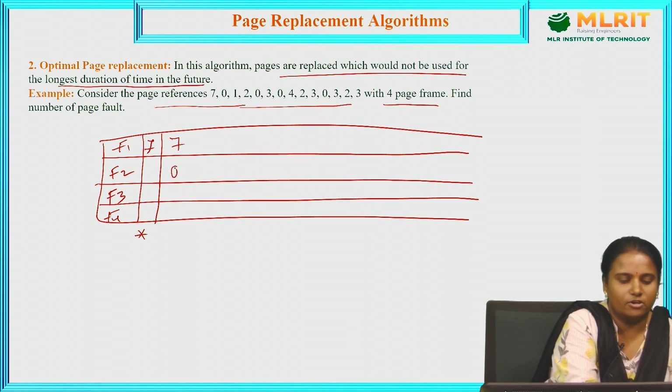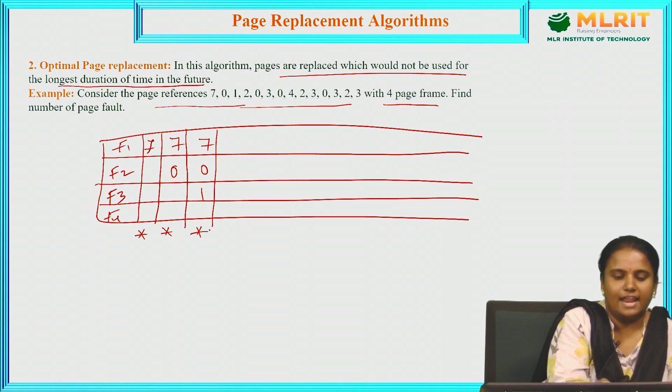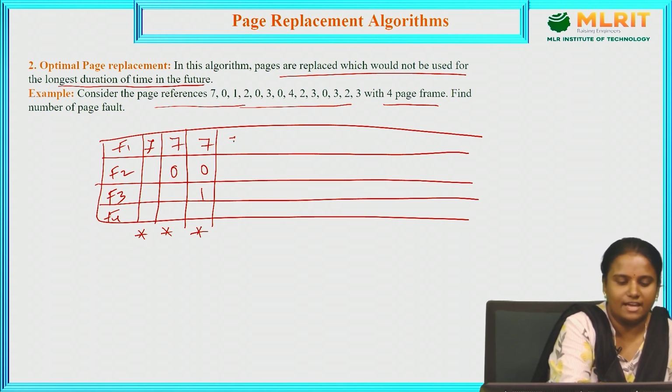Next 0: 7, 0. So it is also a page fault. Next, which number? 1: 7 0 1. This is also a page fault. Next, which number? 2: 7 0 1 2. This is also a page fault.